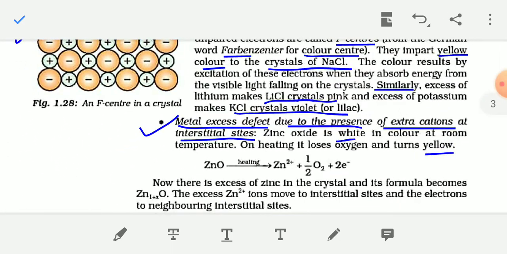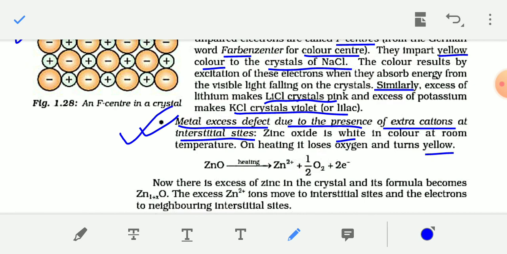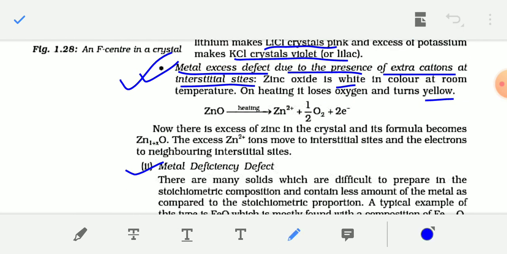One more metal excess defect is given, and it is also important. Zinc oxide shows metal excess defect due to the presence of an extra cation at the interstitial site. When zinc oxide is heated, it becomes yellow. Zinc oxide is white in color at room temperature. On heating, it loses oxygen and turns yellow. So when zinc oxide is heated, it forms Zn2+ ion and 2 electrons, and the oxygen gas produced will leave the crystal lattice.